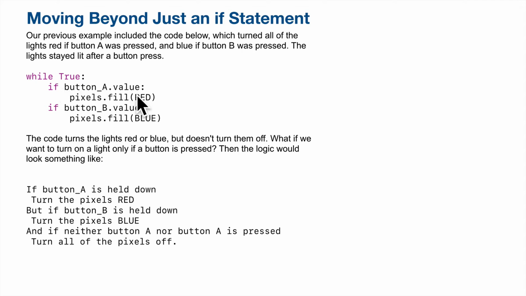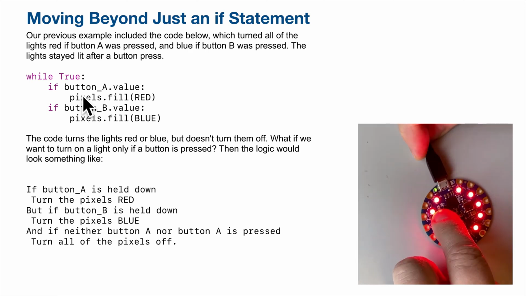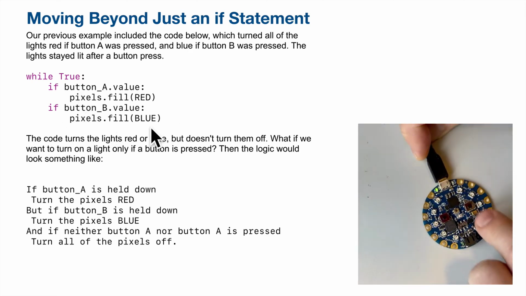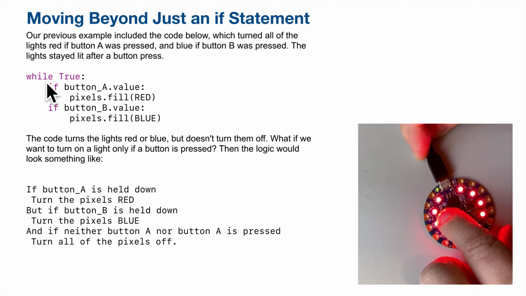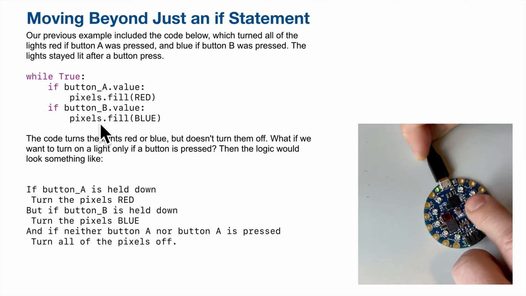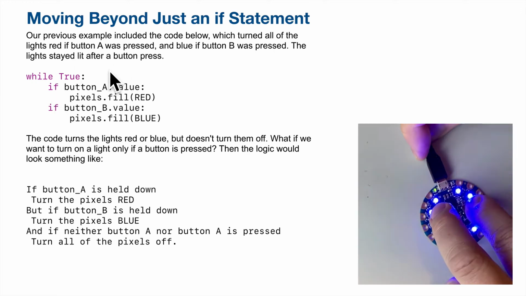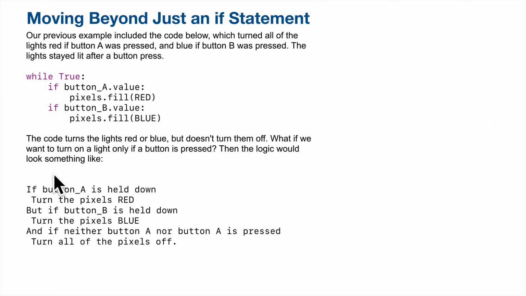What might be nice is, hey, why don't we leave the pixels red as long as button A is being pressed. If button B is being pressed, then let's turn all of the pixels blue. And if neither of these buttons is pressed, your fingers are taken off of them, then let's turn off all of the pixels. And we can do that by, instead of creating two separate if statements, combining them in a single logical if statement that has three different parts. The first will say, if button A is being held down, turn red. But if button B is being held down and button A is not being held down, then turn them blue. And if neither button A nor button B is pressed, then turn all of the pixels off.